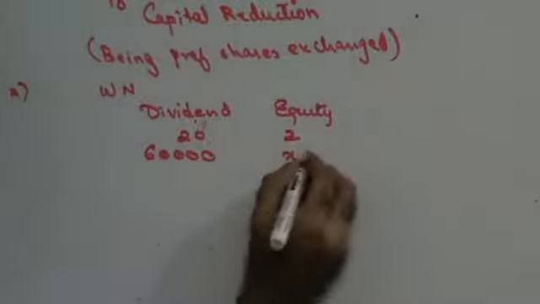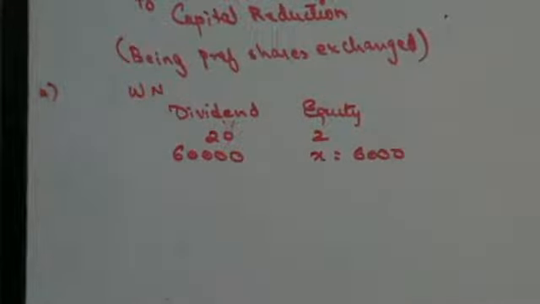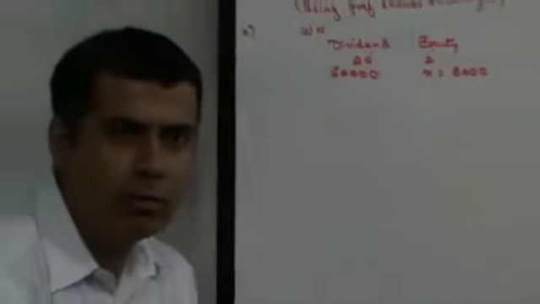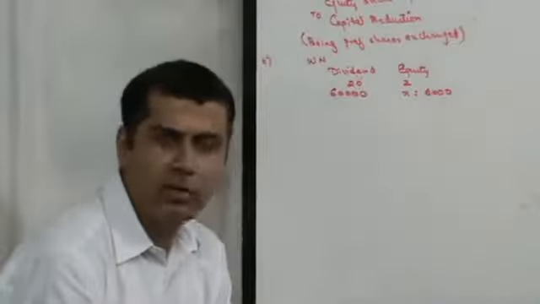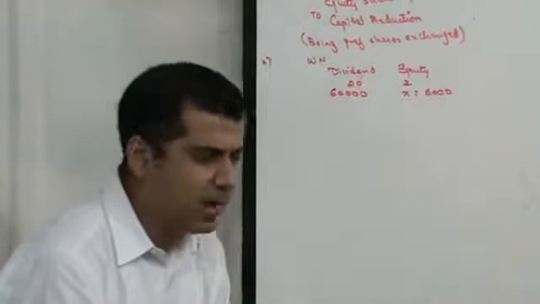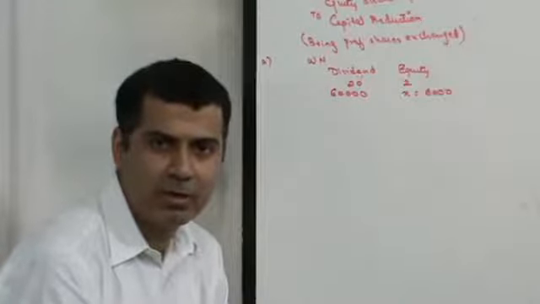60,000 contingent liability is present. So that means I should give equity shares of 6,000. Now you should know this, that contingent liabilities do not form a part of the main balance sheet. Since contingent liabilities do not form a part of the main balance sheet, they are not to be recorded in the journal. Any liability or asset which is not a part of the main balance sheet will never be recorded in the journal.